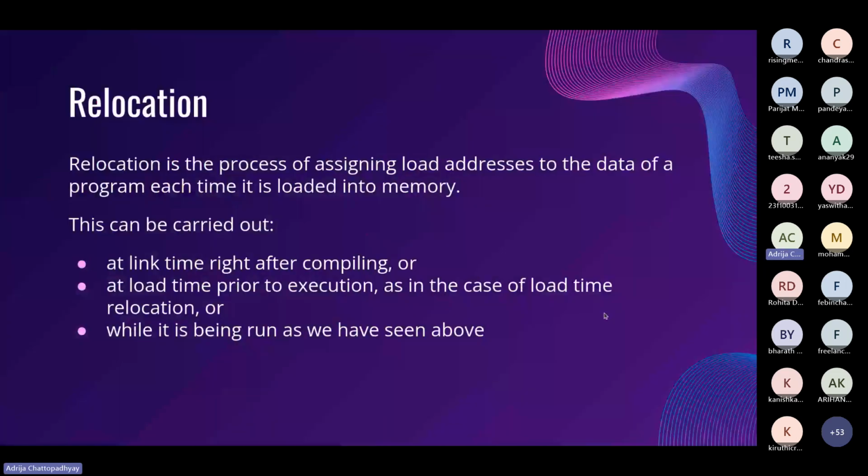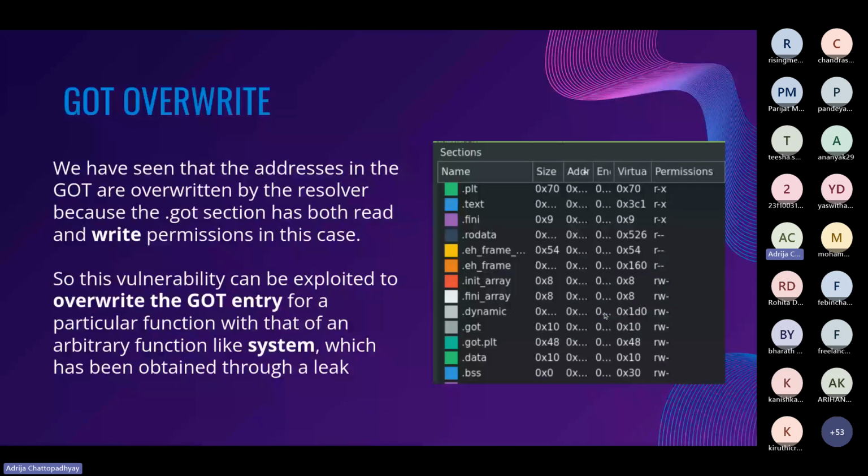Now we go to GOT overwrite. This is our exploit. We see that the addresses of the GOT are overwritten by the resolver because the .got.plt section has both read and write permissions in this case. So this vulnerability can be exploited to overwrite the GOT entry for a particular function with that of an arbitrary function like system, which has been obtained through a leak.